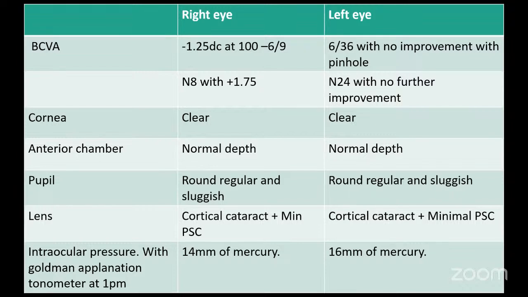On the left eye, the best corrected visual acuity was 6/36, and it was not improving with pinhole, whereas the near vision was N24 with no further improvement. Cornea, anterior chamber, and pupil were normal, and the lens showed cortical cataract with minimal posterior subcapsular cataract. Intraocular pressure was 16 millimeters of mercury.